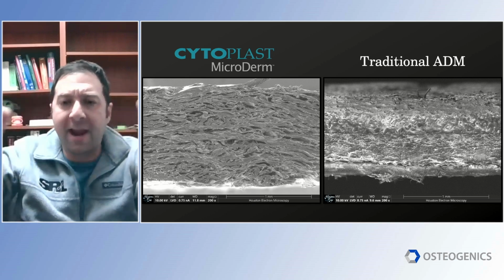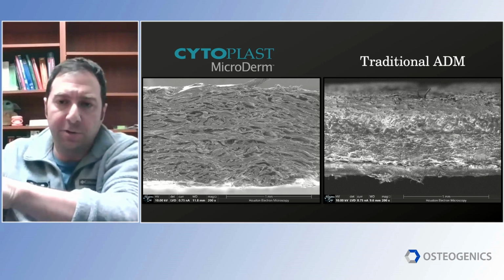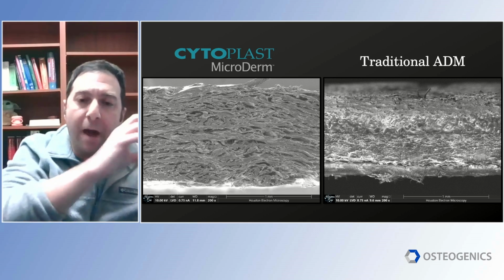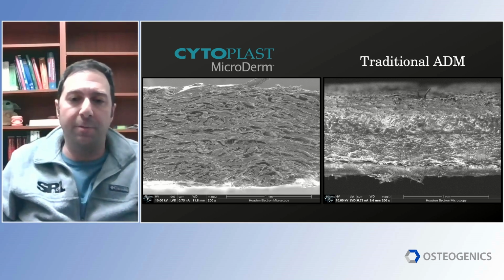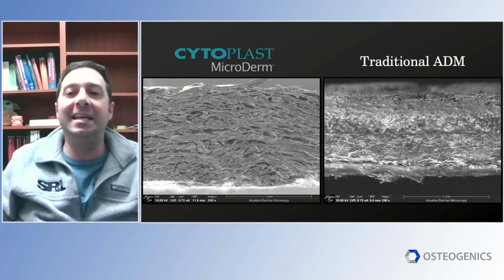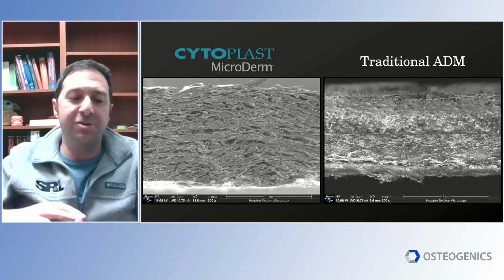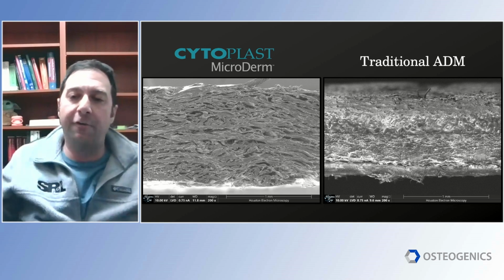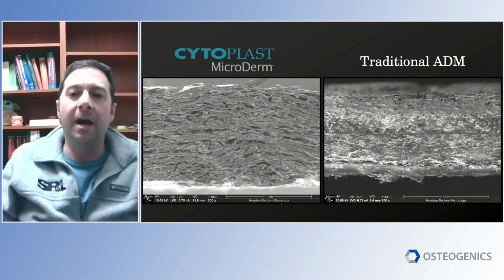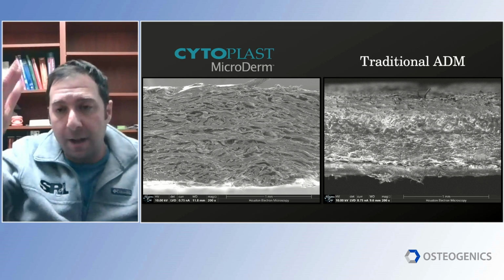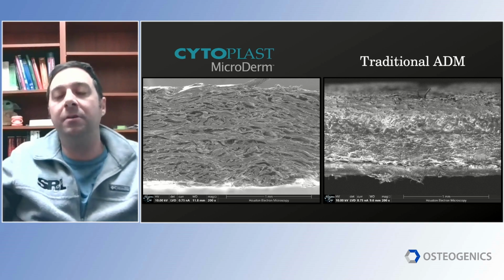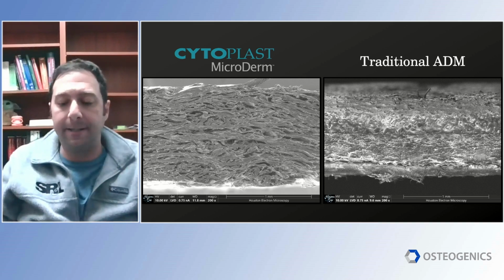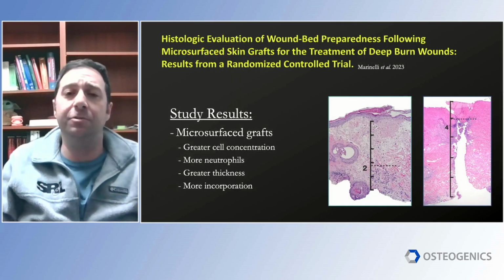So when we compare traditional acellular dermal matrix and microsurfaced acellular dermal matrix, on the left you can see traditional acellular dermal matrix is more compressed, not as much space to allow for cellular infiltrate, and doesn't have any sort of microcuts to allow for an increased surface area. So how does that translate into results?